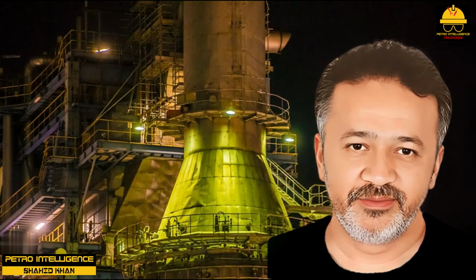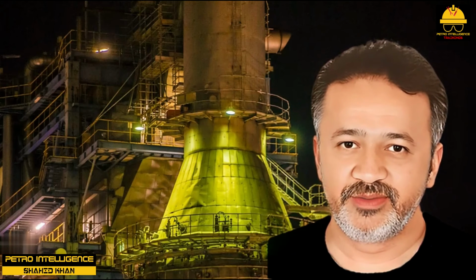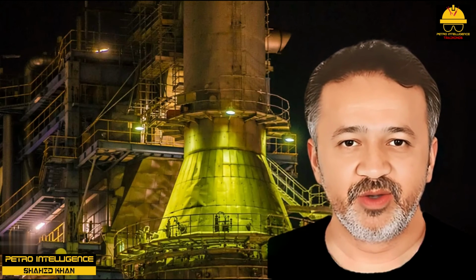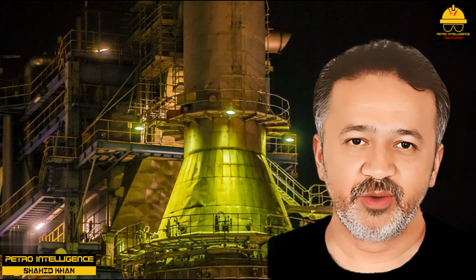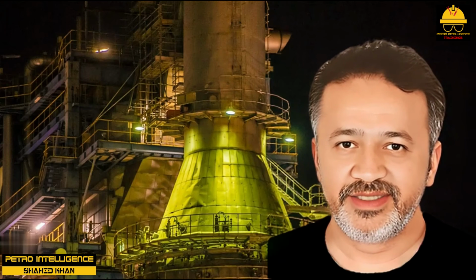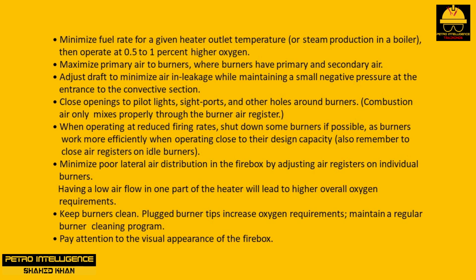Optimizing excess air. The term optimizing excess air, as we have seen, does not refer to operation at some arbitrary oxygen level. Instead, consider the following in relation to your heater, and you will be optimizing excess air. Minimize fuel rate for a given heater outlet temperature or steam production in a boiler, then operate at 0.5 to 1% higher oxygen. Maximize primary air to burners, where burners have primary and secondary air. Adjust draft to minimize air in-leakage while maintaining a small negative pressure at the entrance to the convective section. Close openings to pilot lights, side ports, and other holes around burners.